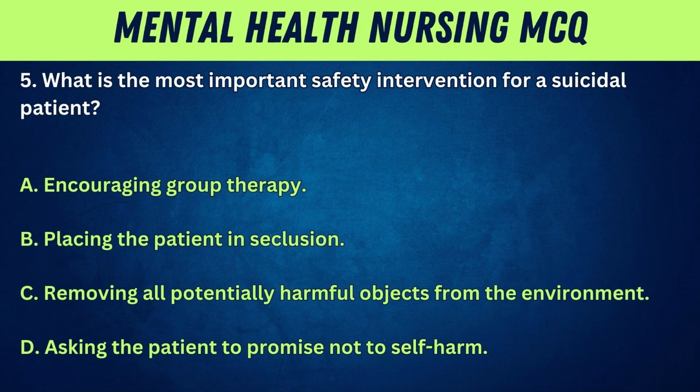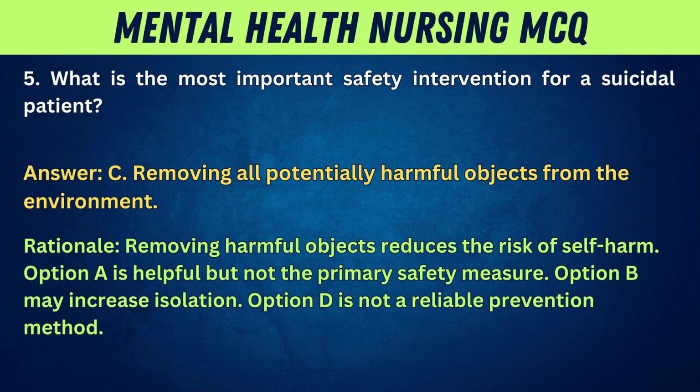5. What is the most important safety intervention for a suicidal patient? A. Encouraging group therapy. B. Placing the patient in seclusion. C. Removing all potentially harmful objects from the environment. D. Asking the patient to promise not to self-harm. Answer: C. Removing all potentially harmful objects from the environment.